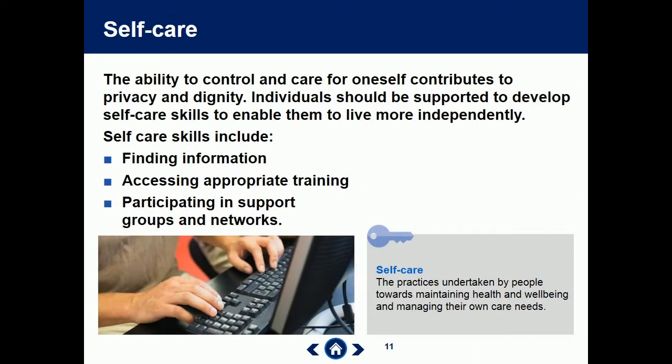Self-care. The ability to control and care for oneself contributes to privacy and dignity. Individuals should be supported to develop self-care skills to enable them to live more independently. Self-care skills include finding information, accessing appropriate training, participating in support groups and networks.